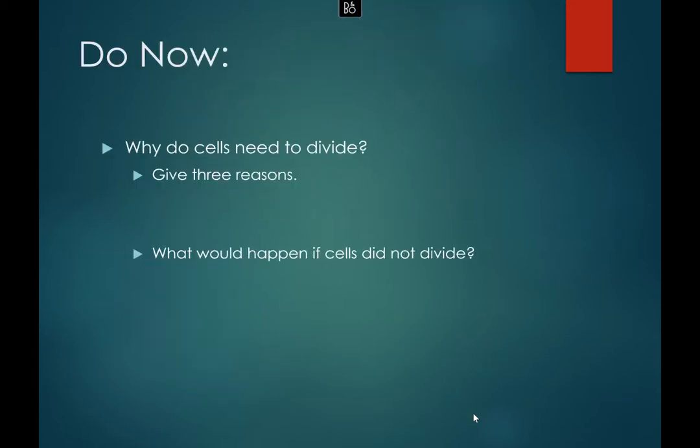Okay, so I do have a question for you guys. And I know you can't talk to your partner right now, but I want you to really pause this and take a moment to think about the question. Why do cells need to divide? There are 3 reasons. And what would happen if cells did not divide? So pause right here and try to jot something down. Okay, hopefully you took a pause and wrote that down.